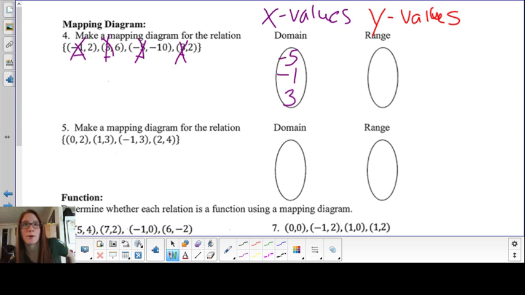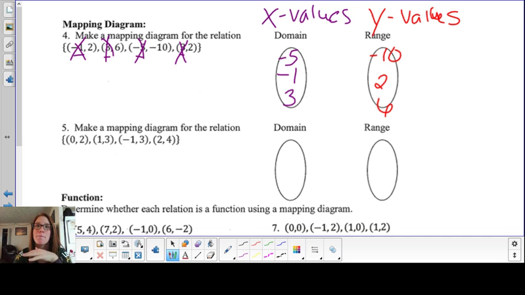Same thing here. In my range, we're going to go ahead and make them in numerical order. So I have 2, 6, negative 10, and 2. So negative 10 comes first. 2, and 6.